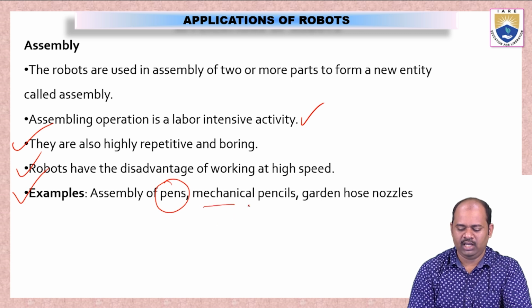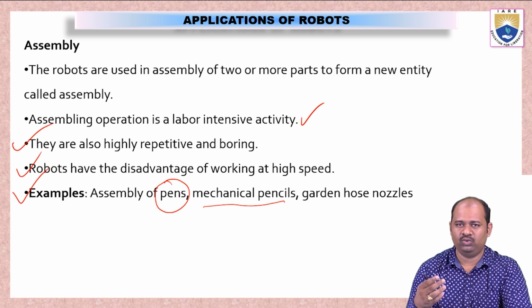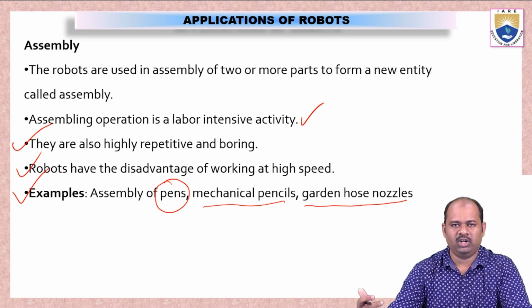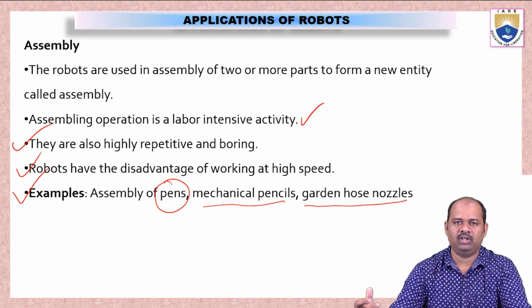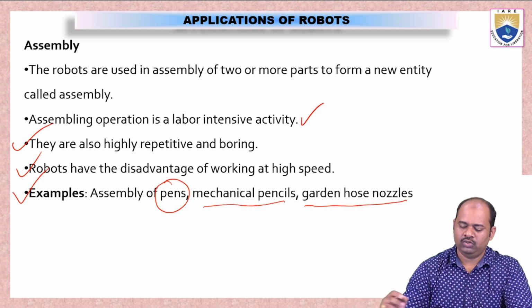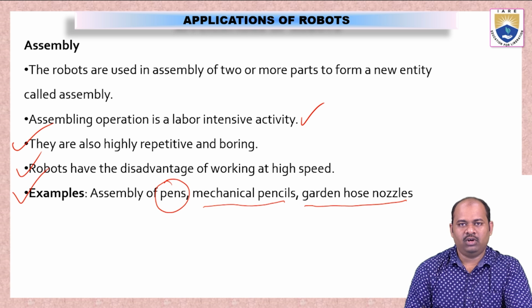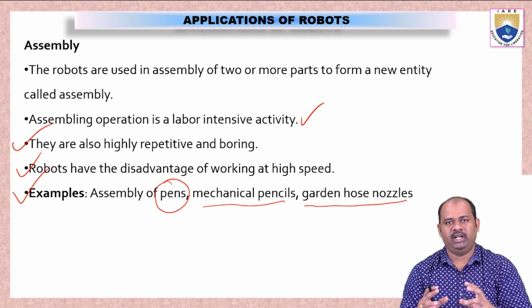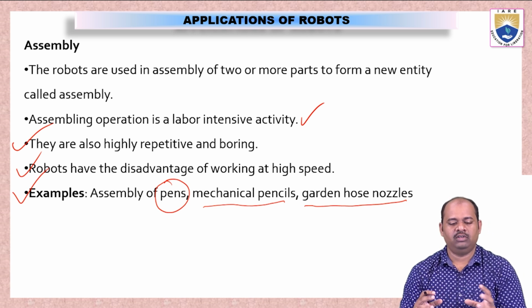And then mechanical pencils, which use lead, will be there. These pencils can also be assembled with the help of robots. And garden hose nozzles. These are another small kind of device which are attached to the water pipe and can be used for watering the garden. This kind of nozzle can also be fitted or assembled with the help of robots.